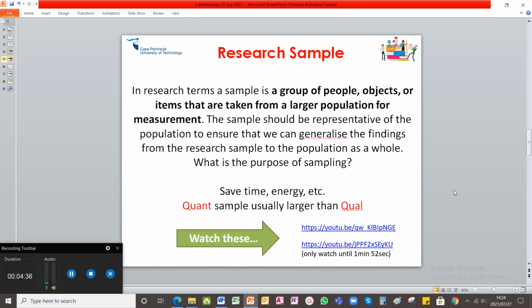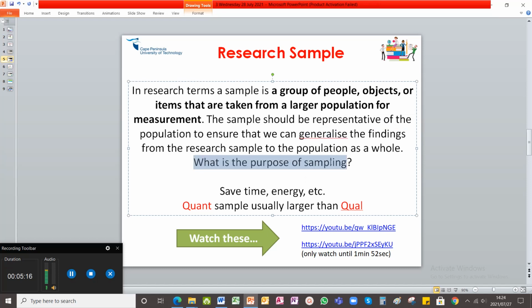Now your research sample is a smaller group of people or objects taken from the larger population. The sample would be a representative. So think of your class. If you have a whole classroom of people and they choose one class rep, that one person is speaking for the whole class. Think of it in the same way. The whole class is the population, and the one class rep is your sample. And when you find out things from the sample, you can then generalize these findings to the whole population.